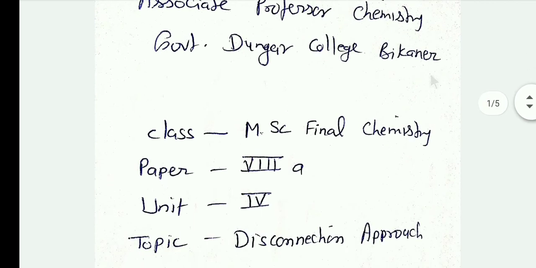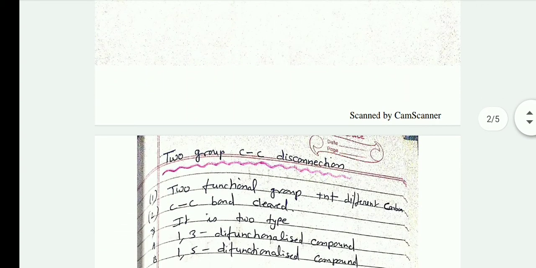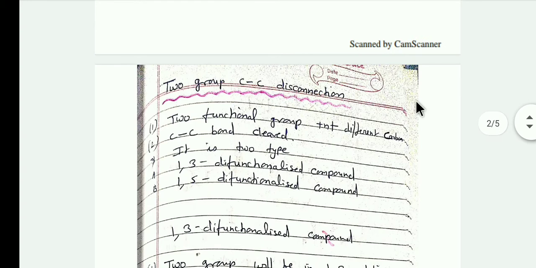Today, I shall discuss the disconnection approach, Unit 4, Paper 8th A, MSc Final Chemistry. In this topic, I shall discuss two-group C-C disconnection. If the two functional groups are present on different carbon atoms, then the C-C bond is cleaved.